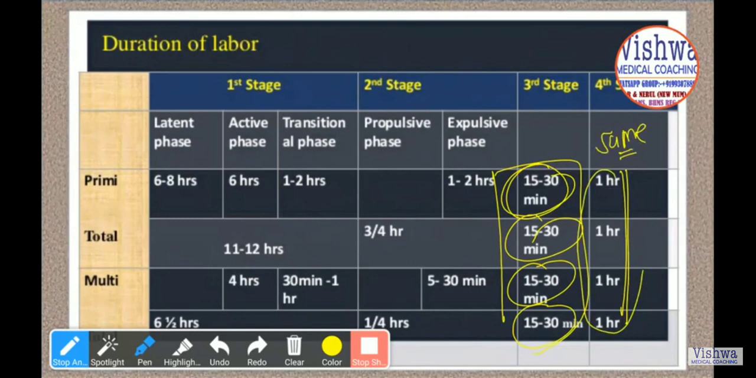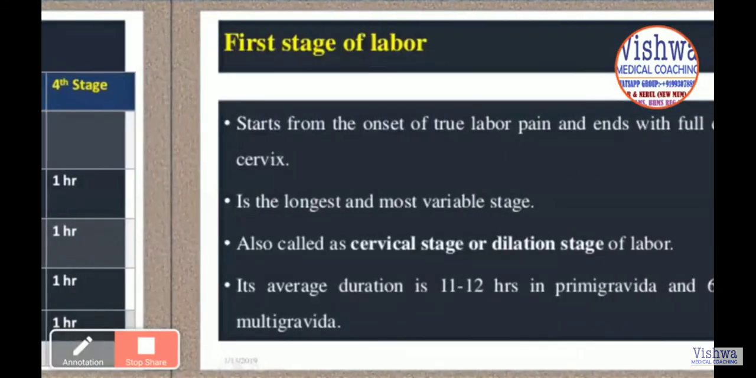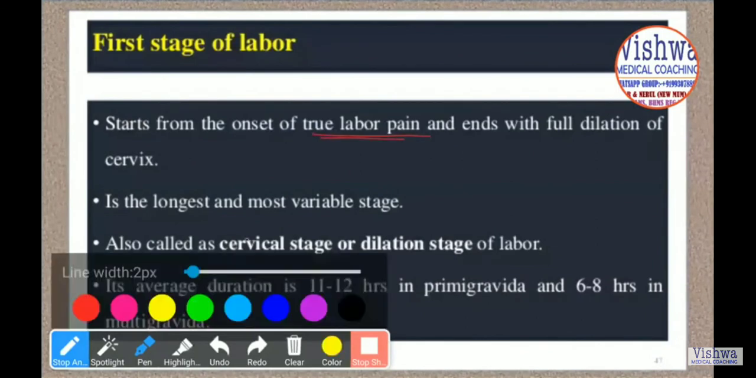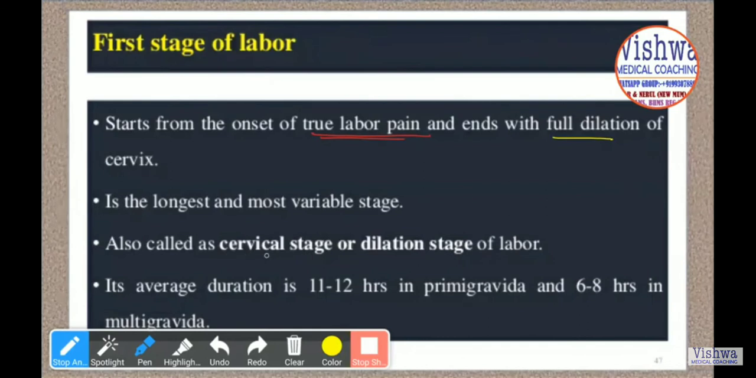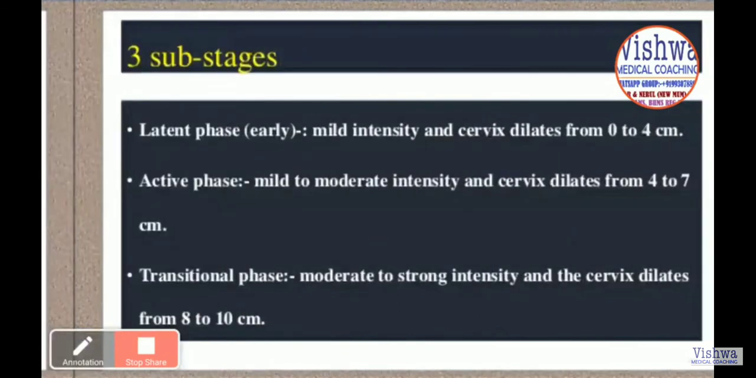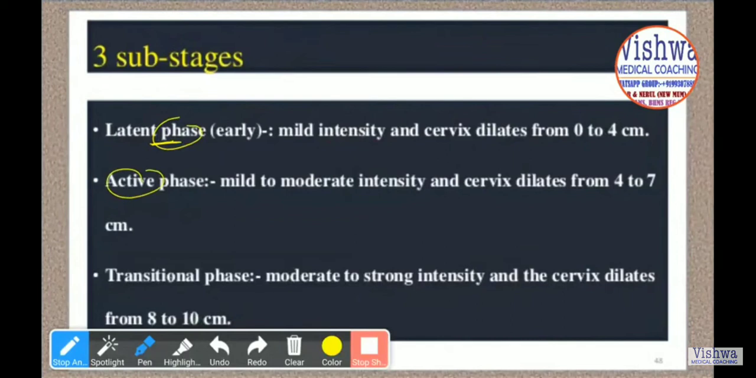So remember, the time taken for the first and second stage depends upon whether it is a primigravida or a multigravida. Primigravidas in the first stage require 12 hours, and multigravidas about 6 to 7 hours. As we all know, the first stage starts from the onset of labor pains to the full dilatation that we talked about. It is called the cervical stage or dilatation stage. It usually takes 11 to 12 hours in primigravidas and 6 to 8 hours in multigravidas. It has 3 sub-stages: latent phase, active phase, and transitional phase.